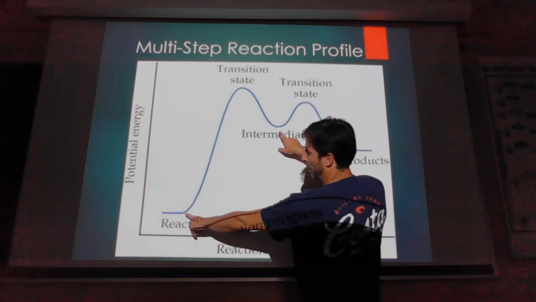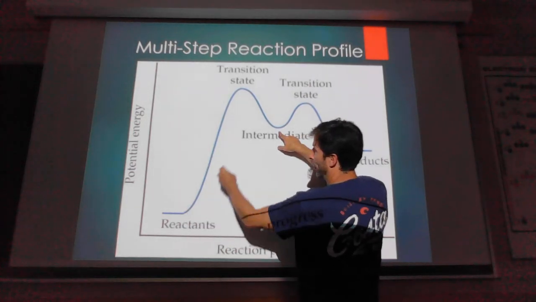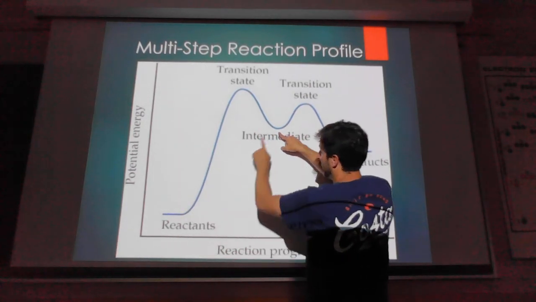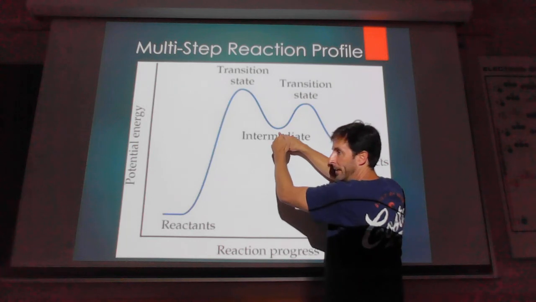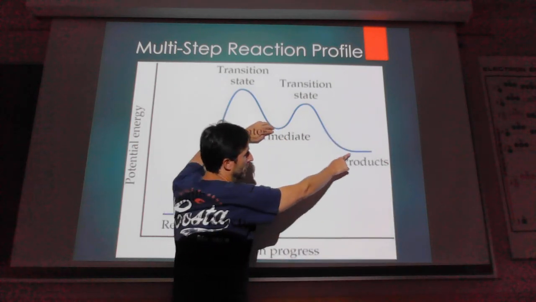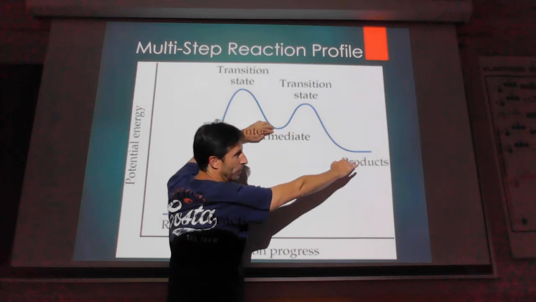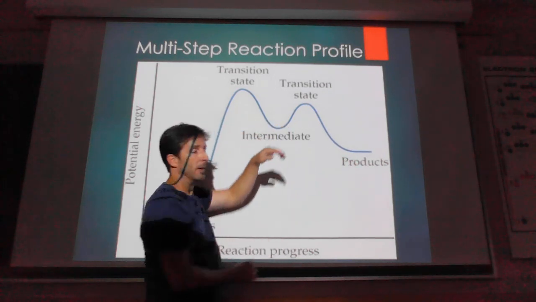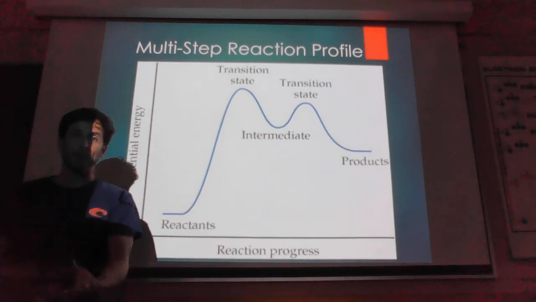Okay, now I can also break it down step by step. The first step is endothermic, because I go from here to here. That's definitely an increase in energy. But then the second step, I go from here to here. That is actually an exothermic step. Okay? And then I could go one step further.